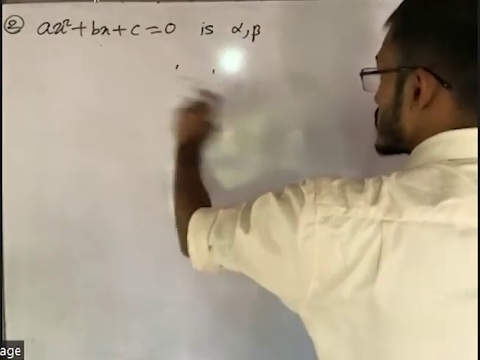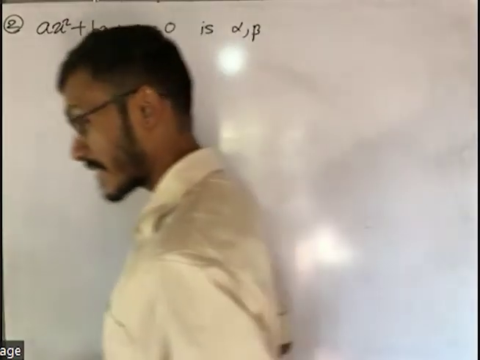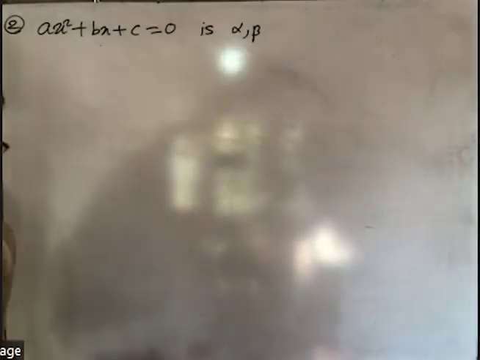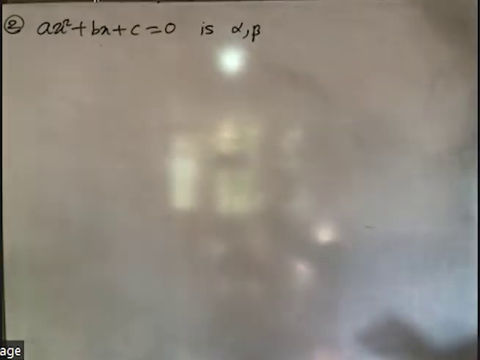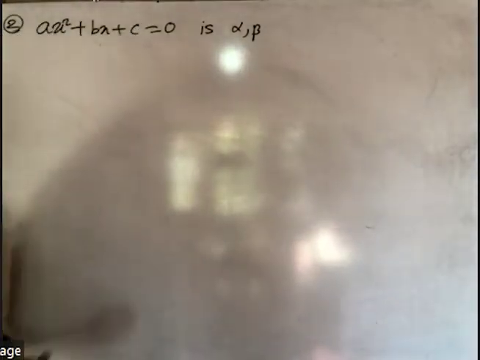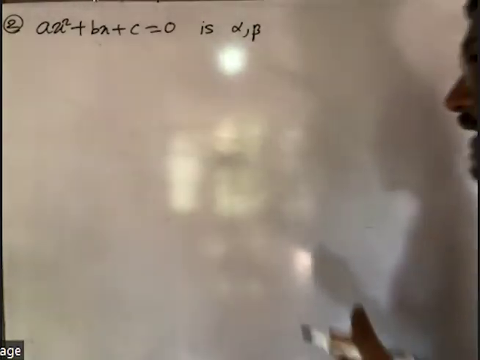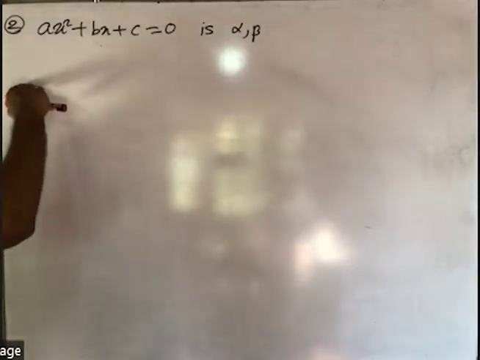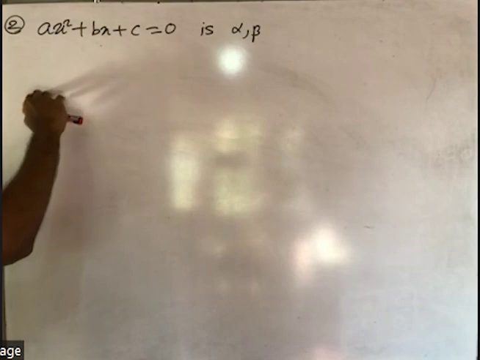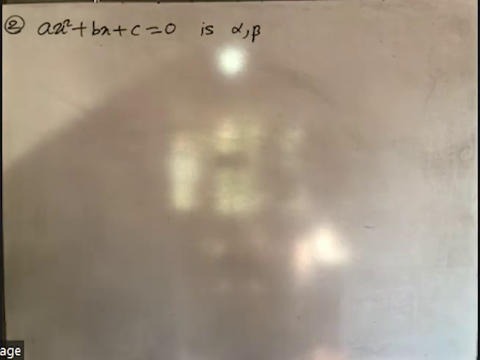So if you look at this second question, it is very similar to the first question, but there is a small difference. In the first question, they are asking to find the quadratic equation. Here, they are asking to derive the quadratic equation. There is a difference between finding and deriving. Finding means you have to find the quadratic equation step by step from the beginning. That is finding or proving the quadratic equation.